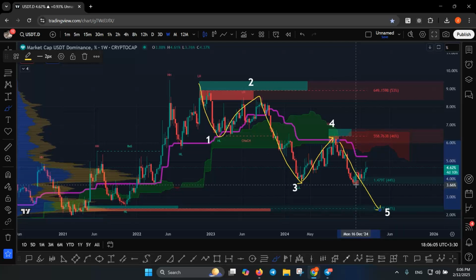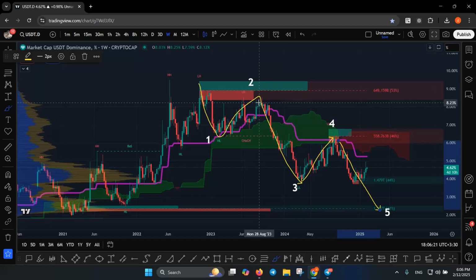The basic rules of Elliott wave say that wave three is usually the longest wave, but it doesn't say that it must be the longest wave.